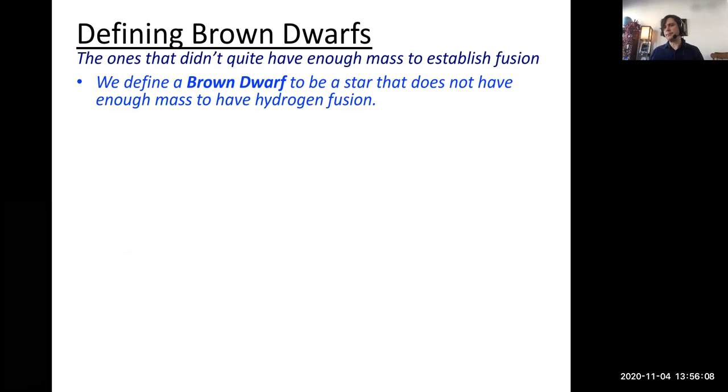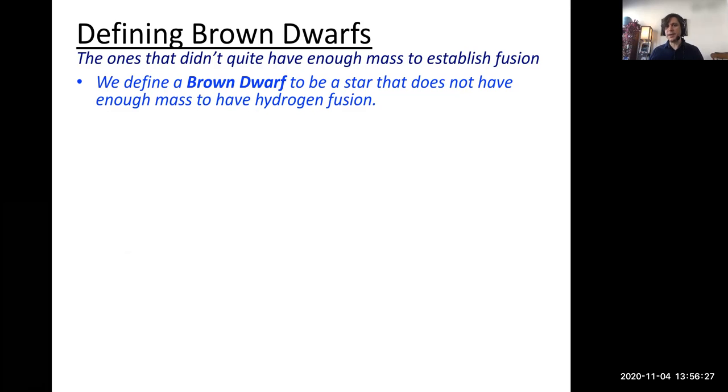And we call these objects that don't have enough mass to ever start fusion in their core brown dwarfs. So a brown dwarf, you can think of it as a failed star, although it's just another object in the universe. It didn't fail at anything. It's just a thing that exists.